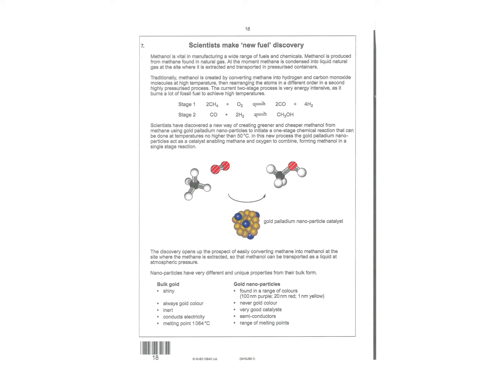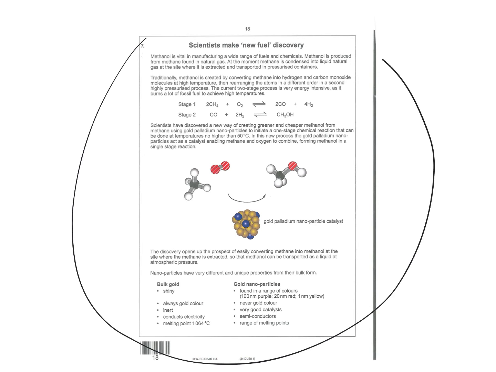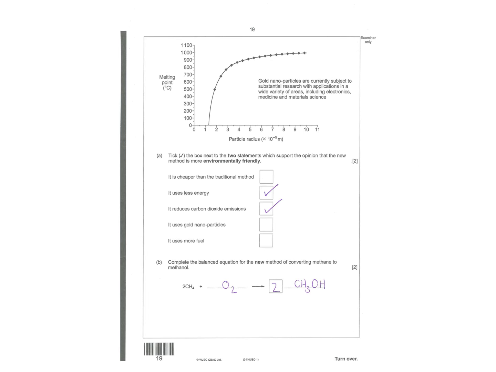Blank page. Lots of information here to read. I'm not going to read it to you, but focus on this, like the bulk gold, gold nanoparticles, things like that. The first question says, put a tick next to 2 statements which support the opinion that the new method is more environmentally friendly. Okay, uses less energy and reduces carbon dioxide emissions. Converting methane to methanol. Okay, add the oxygen on, and you get 2 methanols.